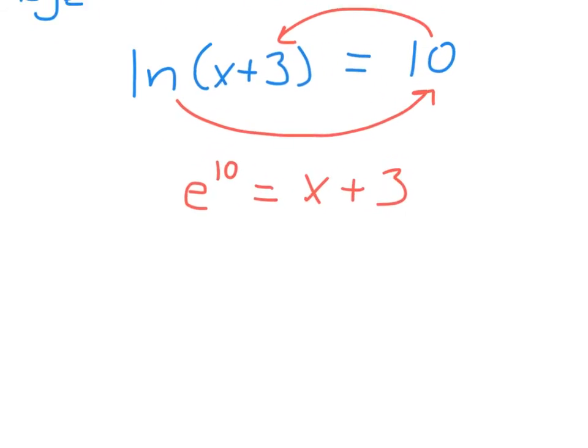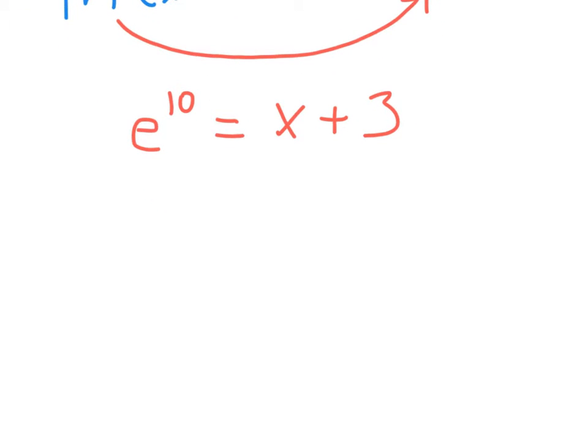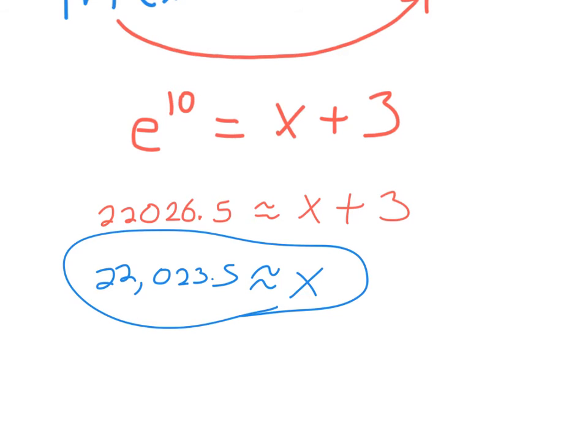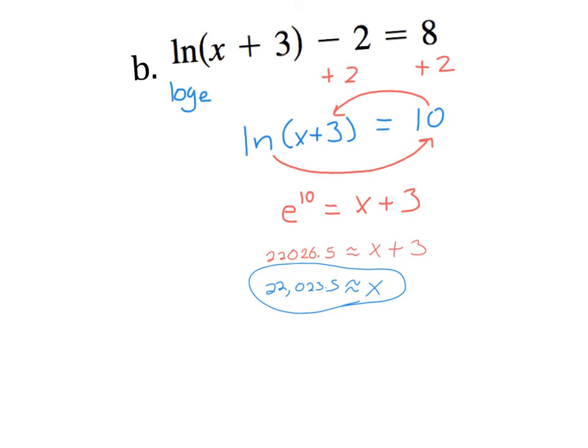Now this gets to be a rather large number right here, so I can plug this part into the calculator, e to the 10th, and then we have to subtract 3 from both sides. So putting e to the 10th in the calculator gives me 22,000-ish. So when I subtract 3 from both sides, I now have 22,023.5-ish. We can always plug that in to do a double check.